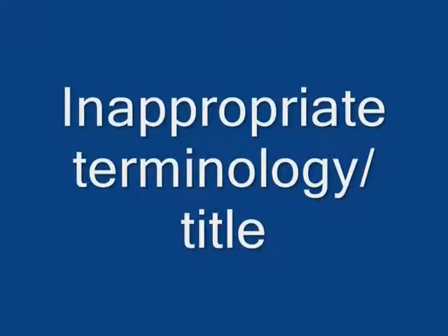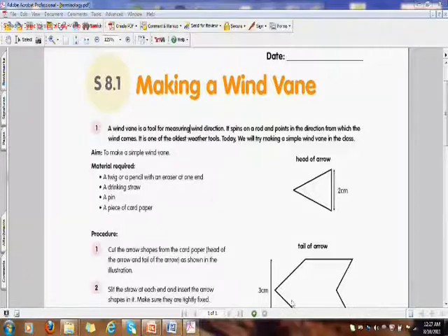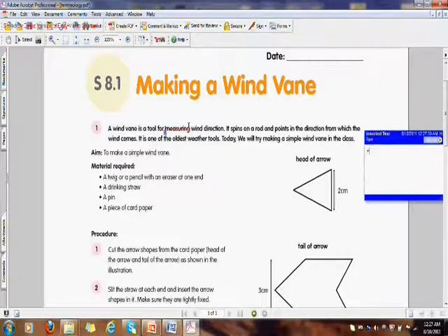So the next parameter is inappropriate terminology. Let's look at this worksheet. Question 1 wrongly mentions a wind vane to be a tool for measuring wind direction, whereas actually it is a tool used for finding wind direction. So this is an example to show that use of an improper word or a term can become highly misleading.